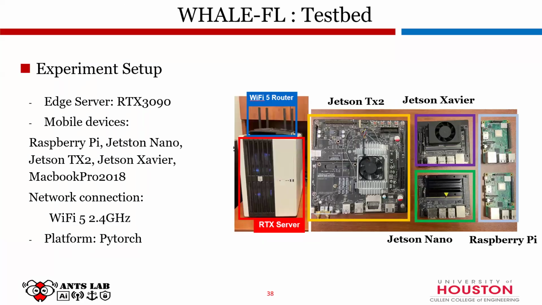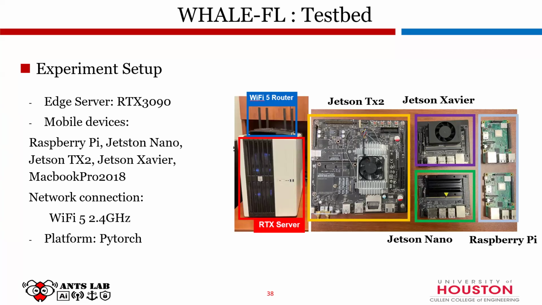Okay, so with that, we now go to our WHALE FL testbed. With our experimental setup, we have an edge server, an RTX 3090, and this time we have 5 types of mobile devices: Raspberry Pi, Jetson Nano, Jetson TX2, Jetson Xavier, and the MacBook Pro, to make up an environment that has many different heterogeneous devices around. We also use the PyTorch platform.